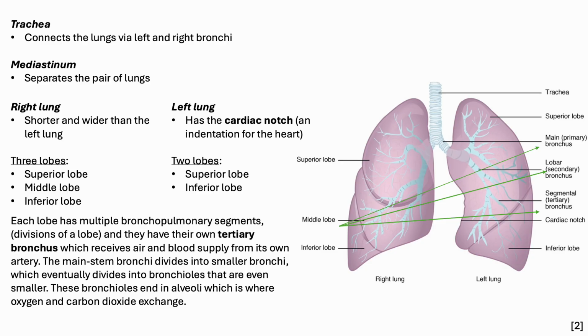The main stem bronchi divides into smaller bronchi, which eventually divides into bronchioles that are even smaller. The bronchioles end in alveoli, which is where oxygen and carbon dioxide exchange.